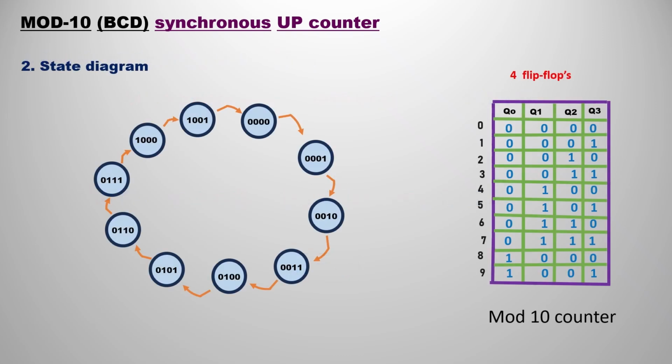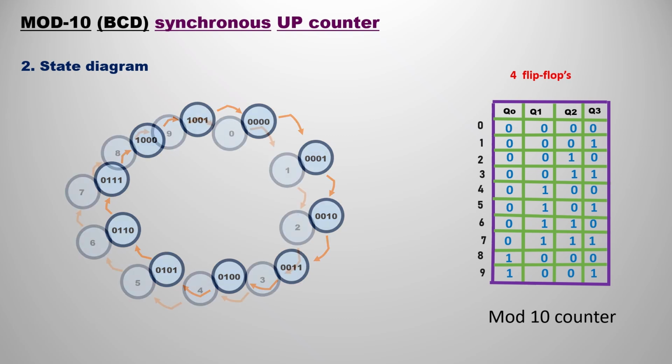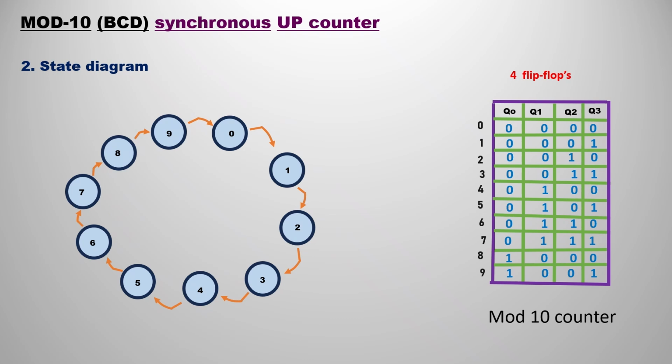The next point is to draw the state diagram. As we are designing the MOD-10 BCD counter, we have 10 states, as already discussed, starting from 0 and ending at 9. So 0 in binary is 4 zeros, 0 0 0 0. And 9 is 1 0 0 1. So we need all 10 states from 0 to 9, represented as circles. This is known as the state diagram. You can also see the truth table there, where Q0, Q1, Q2, Q3 are outputs. For simplicity, we can also represent the states inside the circles as normal decimal numbers.